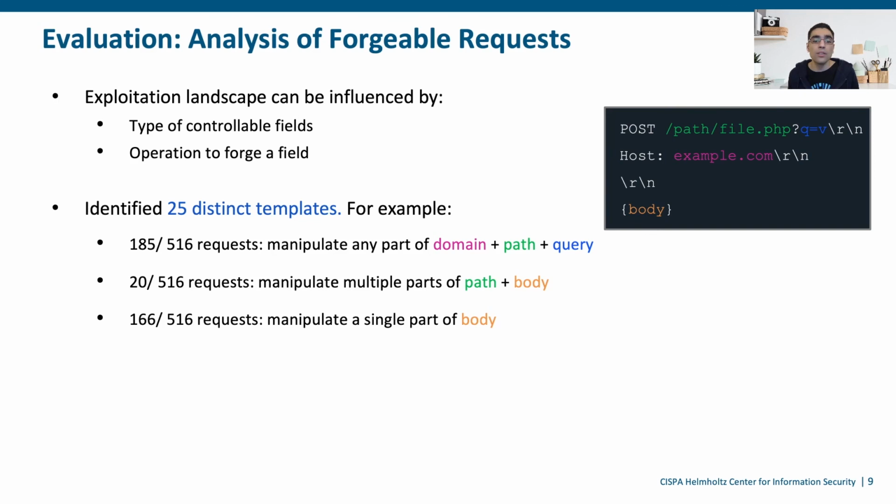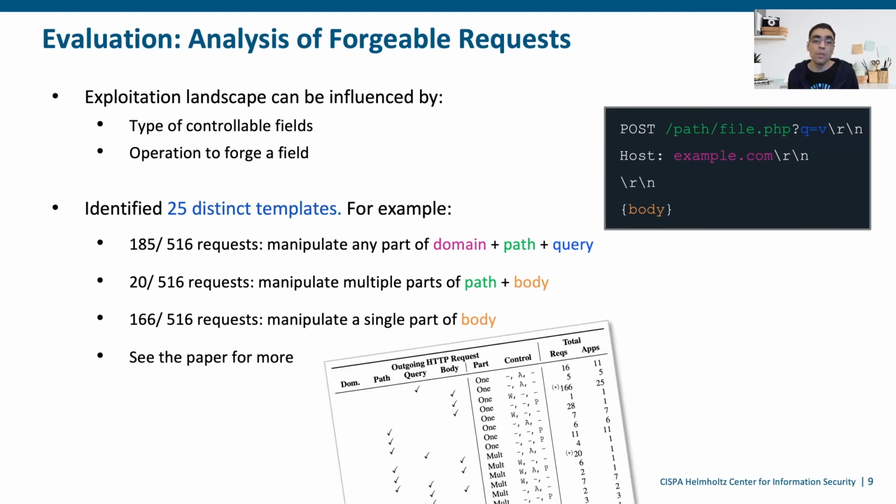For example, in 185 requests, an attacker can manipulate any part of the domain, path, and query parameter. This means an attacker can forge requests toward other domains too. Then for 20 requests, an attacker can manipulate multiple parts of the request path and body. Finally, for 166 requests, the attacker can only manipulate a single part of the request body, but this level of control could be enough to lead to an exploitation, as suggested by our evaluation. Now, these were only 3 examples of templates. Please refer to the paper for the complete taxonomy of forgeable client-side requests.